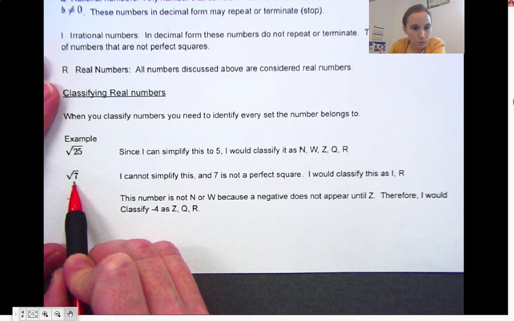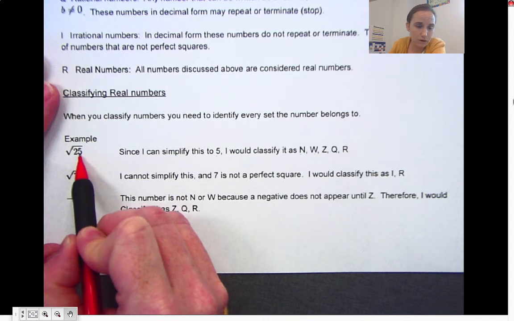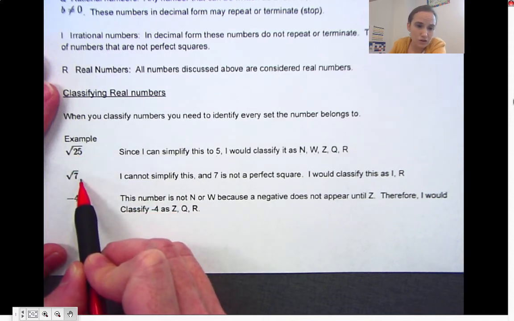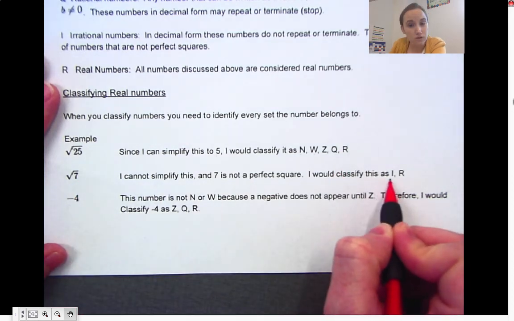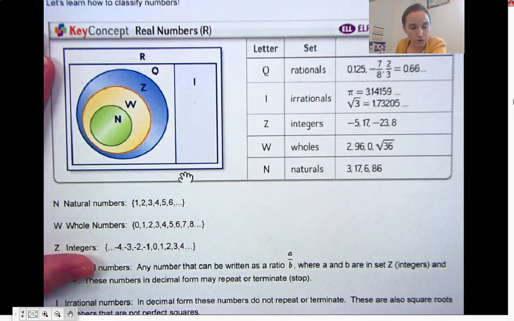Now if you look at the square root of 7, this one is not a perfect square. The 25 had a perfect square, but 7 is not a perfect square. So this would be an irrational number. So it's irrational. It's also considered real. Go back up here and we notice irrational are also under the heading of real numbers.